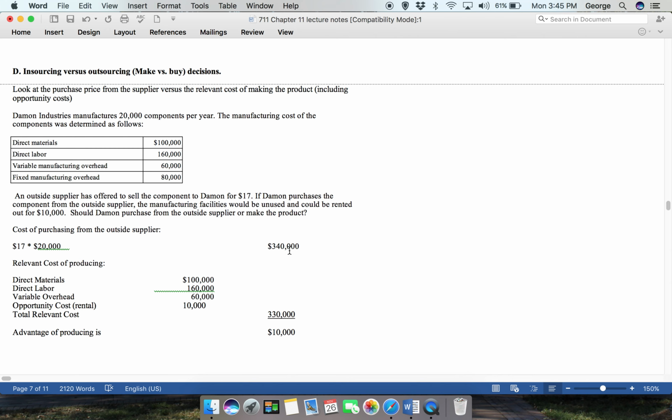That's relevant, right? It's a future cost. It's not sunk, and it's differential. If we don't do it, we're not going to pay $340,000. So it's either 0 or $340,000. So it's differential, and it's future.